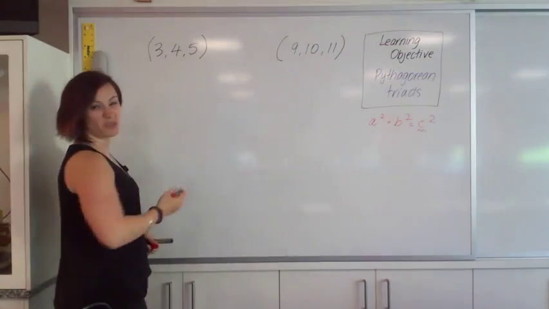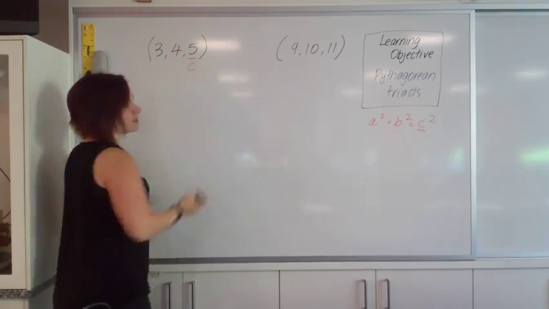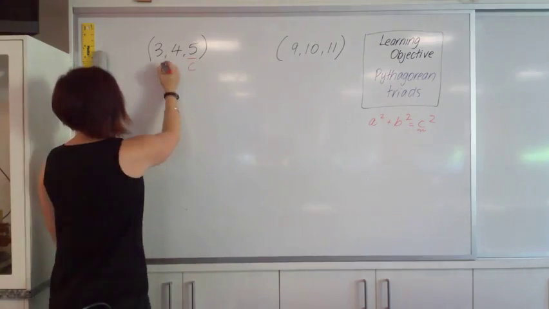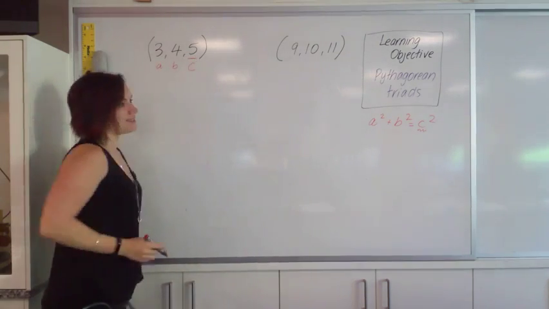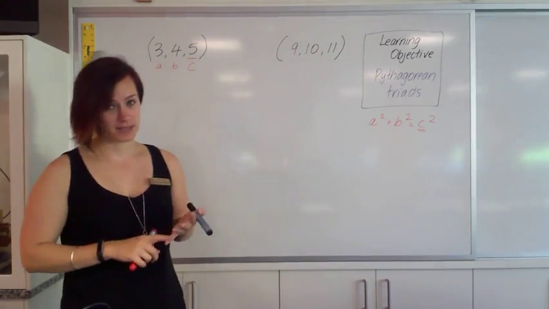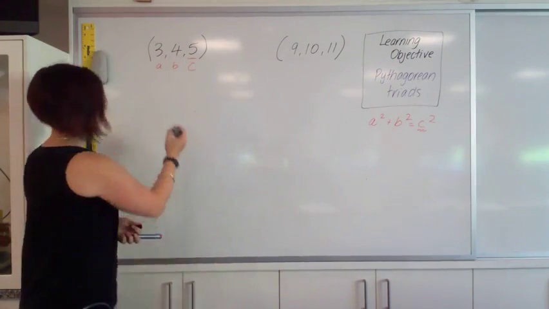They're usually in numerical order, so if we have a look, this one is going to be our C. And remember, it doesn't matter which one A and B is, so we can just say this one is A, B, and C. Now that we can give our letters A, B, and C values, 3, 4, and 5, we can put them into our formula.